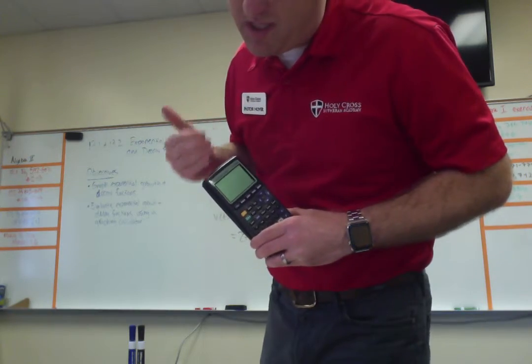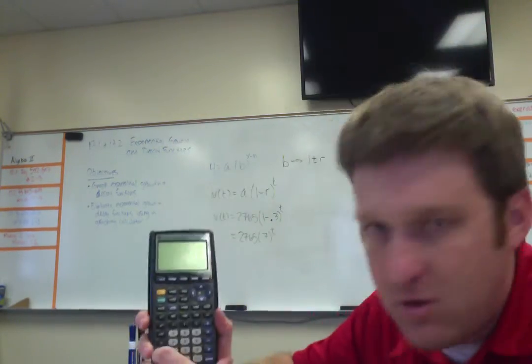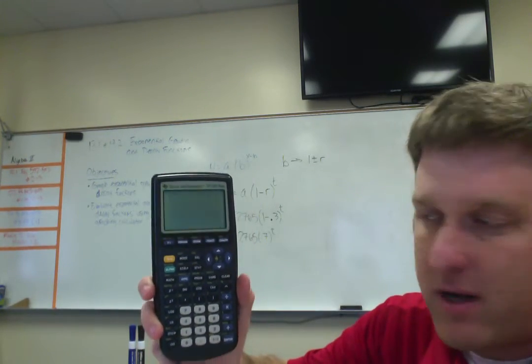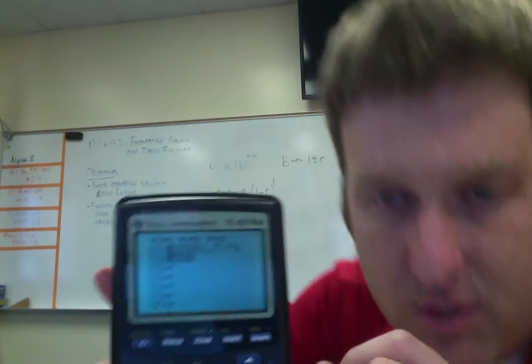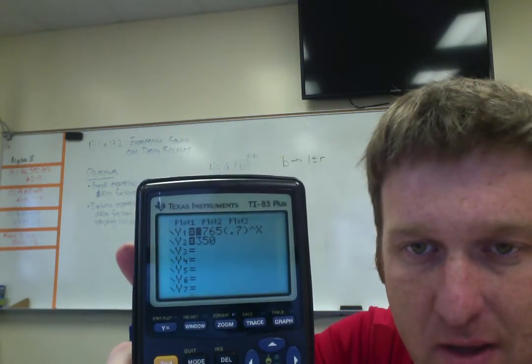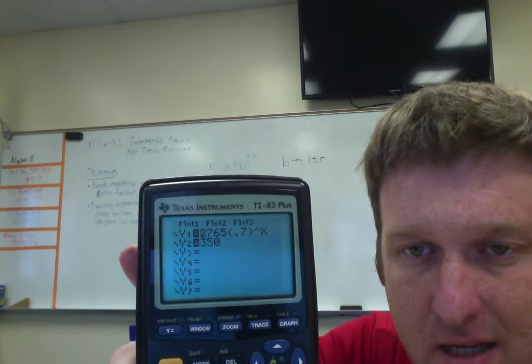But let me show you how you would graph this, because the question is, determine the number of years it will take for the computer's value to reach 350. So here's how we're going to do that. I'm going to turn my calculator on and go to y equals. In y equals, you're going to type in that function, 2,765 times 0.7 to the x.